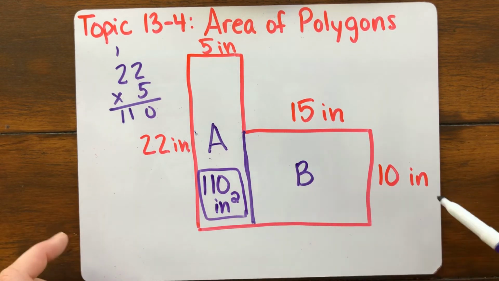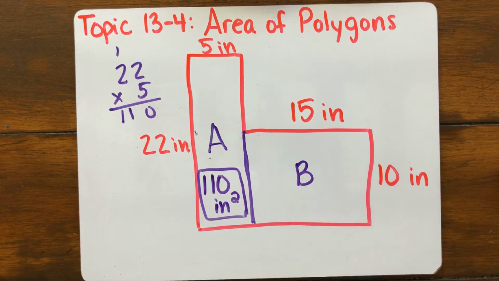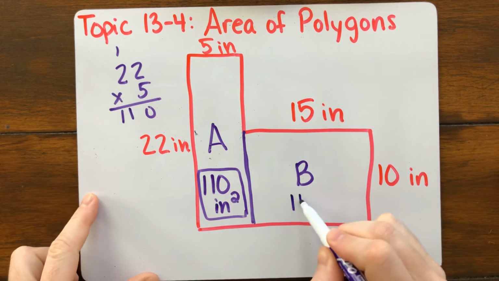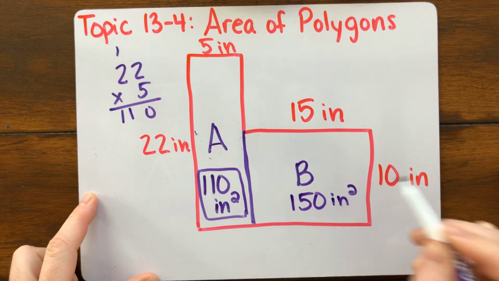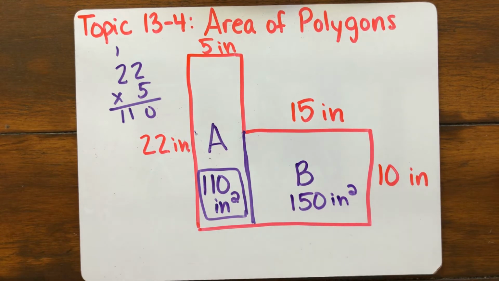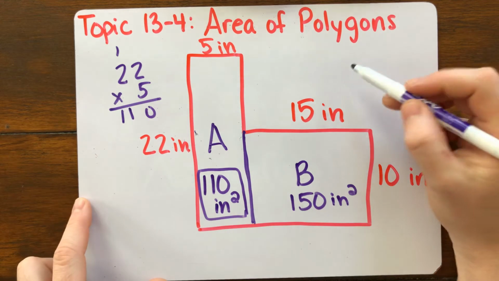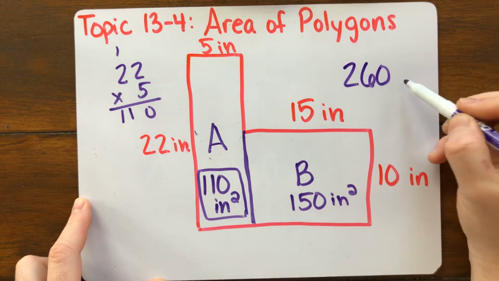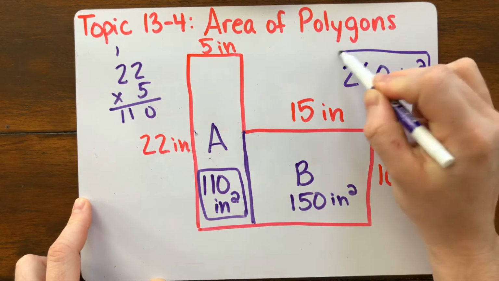B is 15 times 10. Well, I can do that in my head. 15 times 10 is 150 inches squared. So to find the total area, 150 plus 110 would give me 260 inches squared as my total area.